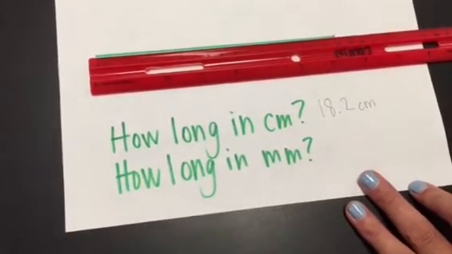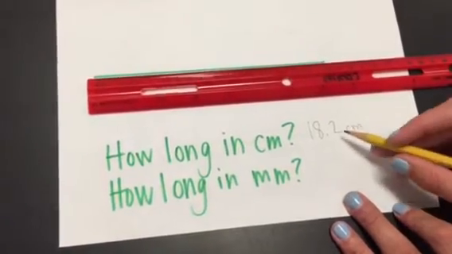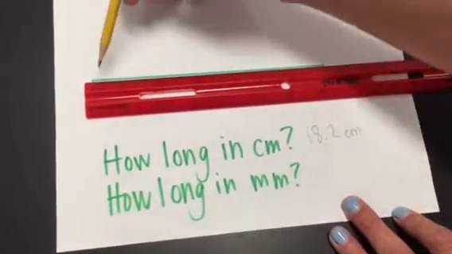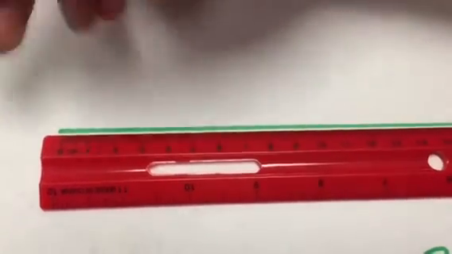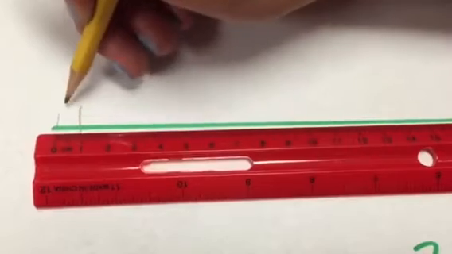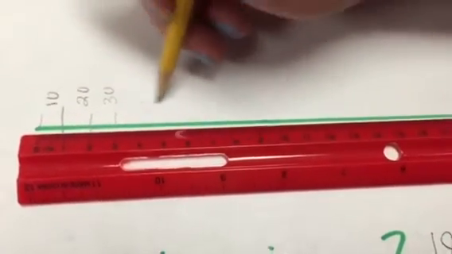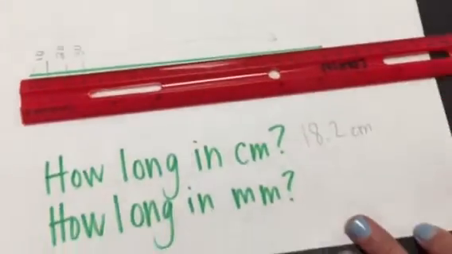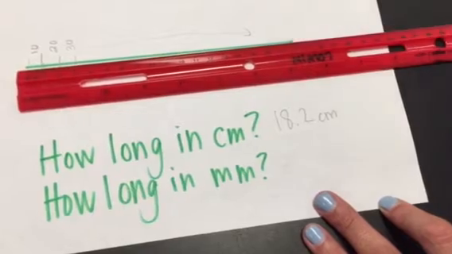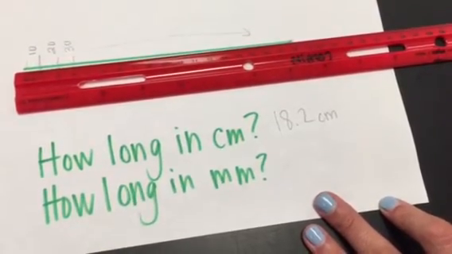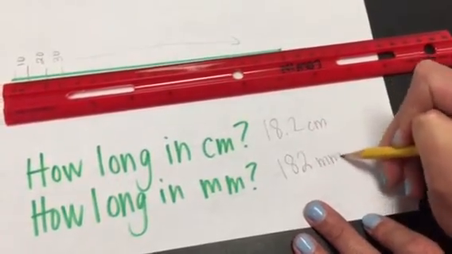Now, how would I write that in millimeters? Well, it's actually quite simple. You can just multiply this by 10, knowing that there are 10 millimeters for every centimeter, because right here would be 10, and right here would then be 20, then 30, and so on, all the way to 180. But don't forget the 0.2. Well, what does that mean? It's just 2 more millimeters. So 182 millimeters is the length of that green line.